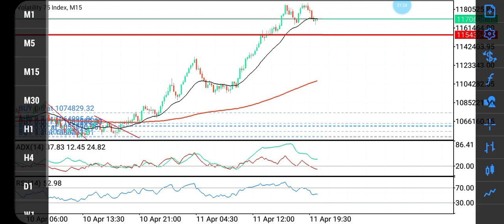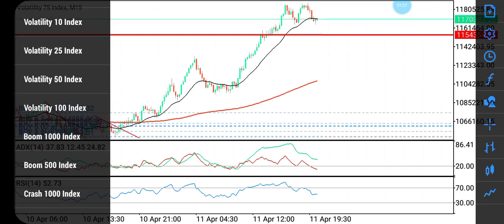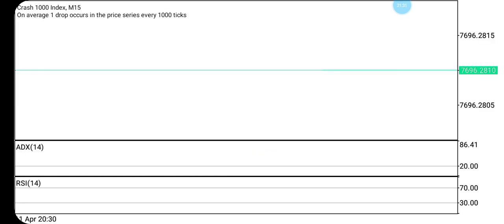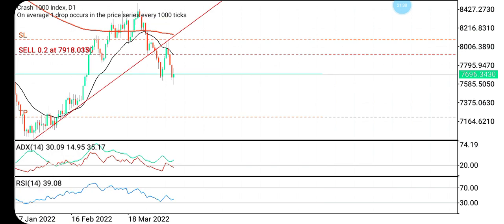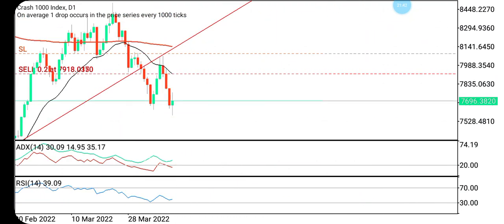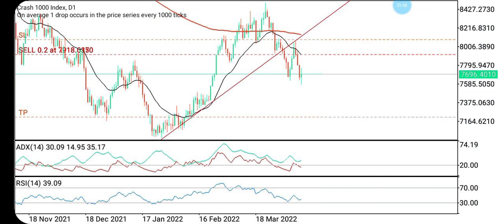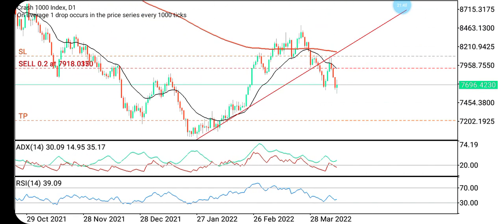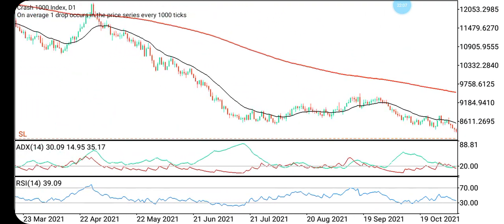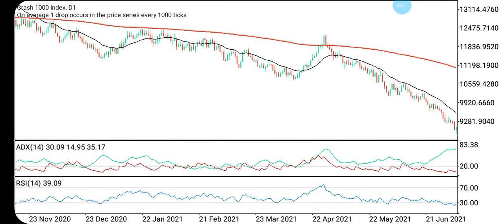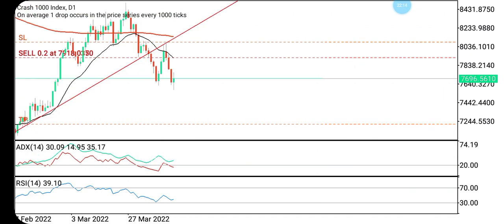I think I took a trade on Crash 1000. Let's just go to the daily time frame. Yeah, I took a trade here. This is it, guys. You are catching spikes, you are trading against the spikes. All of them is based on price action. Like, why will you even be scared of catching spikes? I prefer even trading the spikes than to trade against the spikes. I prefer catching the spikes. You understand? All these things are based on candlestick formation, price action.